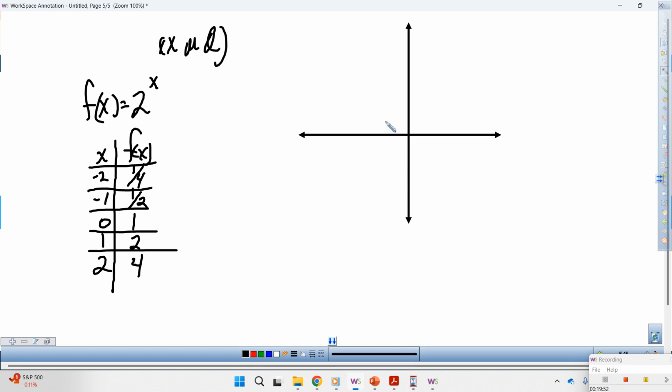Okay, let's graph that. -2, 1/4. -1, 1/2. 0, 1. 1, 2. And 2, 4. Our HA is f of x equals 0.